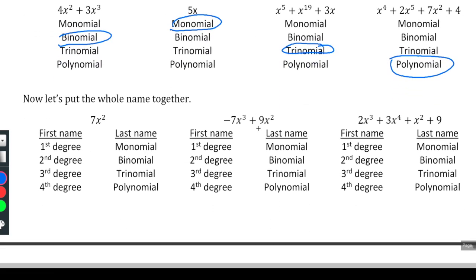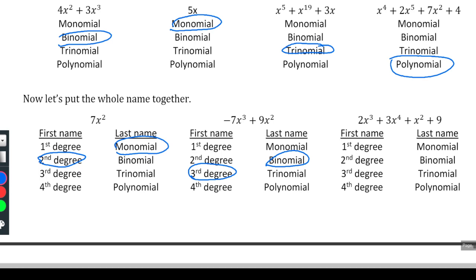So next up, we're just going to have a little bit of work together, to put both things together. So anybody have a guess for this first one, 7x squared? Second degree monomial is correct, absolutely. Anybody else want to take a guess for this next one, negative 7x cubed plus 9x squared? Third degree. Binomial, perfect.